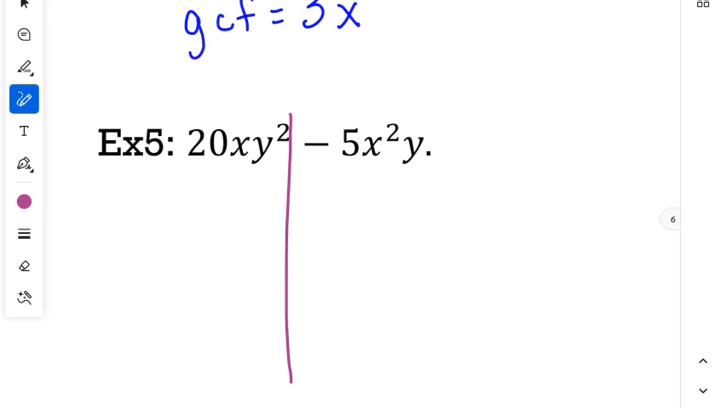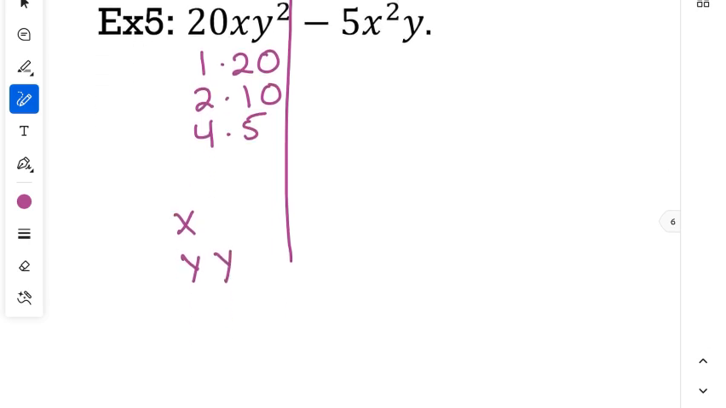All right, let's go to the next one. All right, what multiplies to get 20? 1 times 20, 2 times 10, 4 times 5. And then we have x, but then we have 2 y's. So let's separate those, so that way we know that they're different. Okay, and then we have just 5. So 1 times 5.